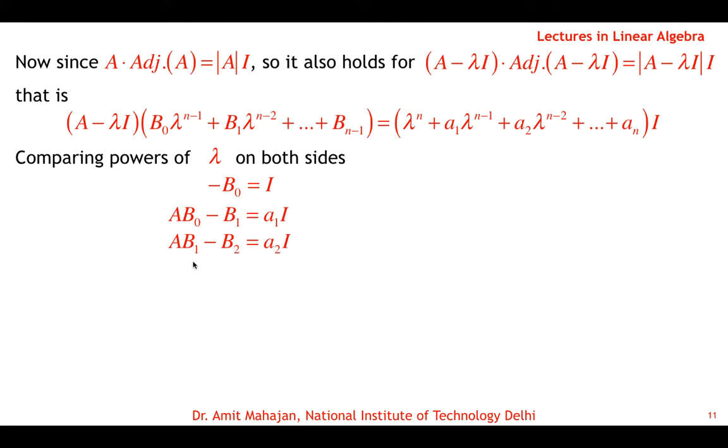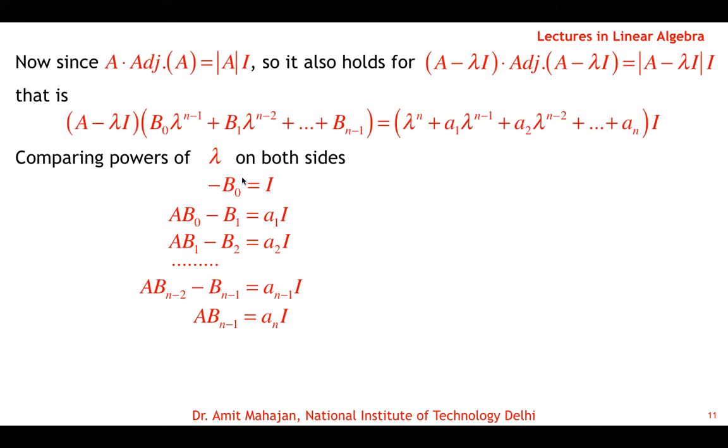And we can continue this to calculate the coefficients of lambda power n minus 3, 4 and so on. Finally you can write the coefficient of lambda power 0, or the coefficient of the constant. So that will be clearly A times Bn minus 1 equals to an I, okay, and this last one. And this is the coefficient of lambda that you can check, A times the previous term Bn minus 2 minus Bn minus 1, so that's the coefficient of lambda, and on the right side it will be an minus 1 I, okay.